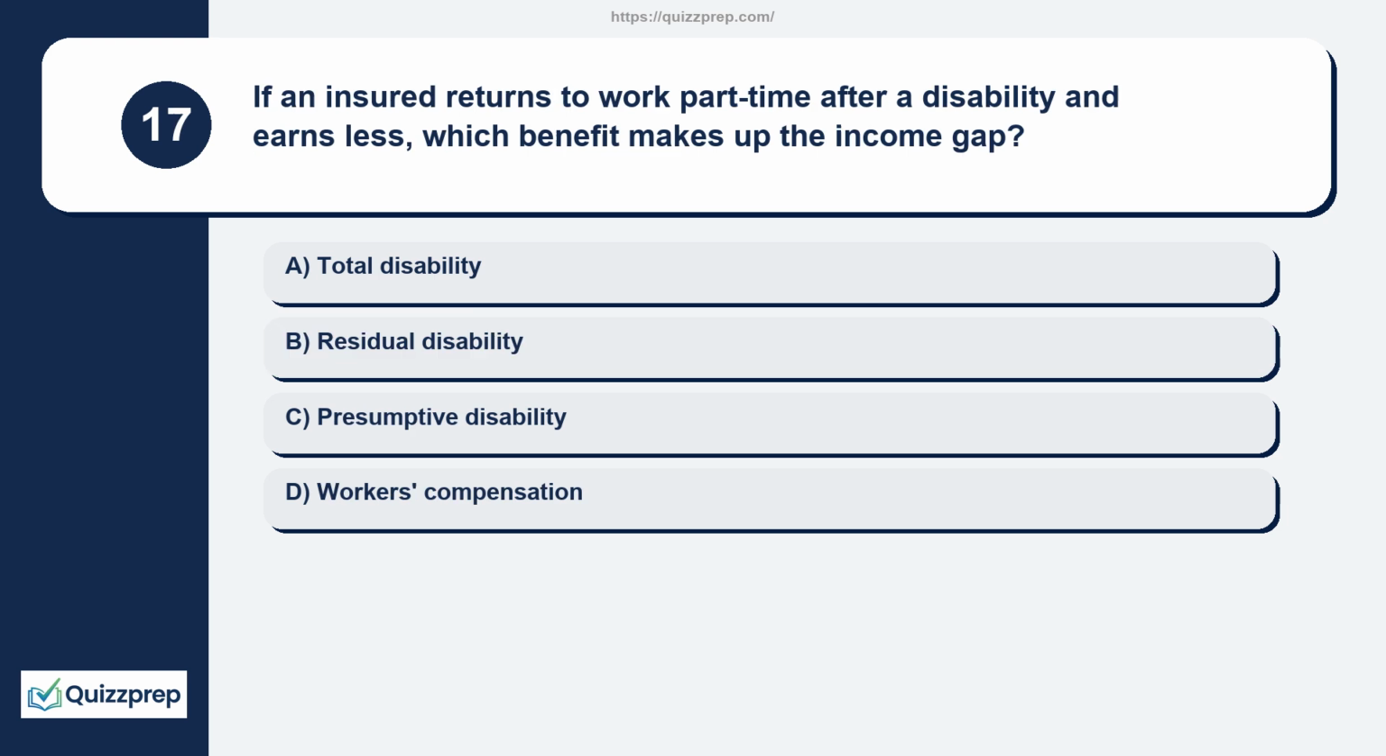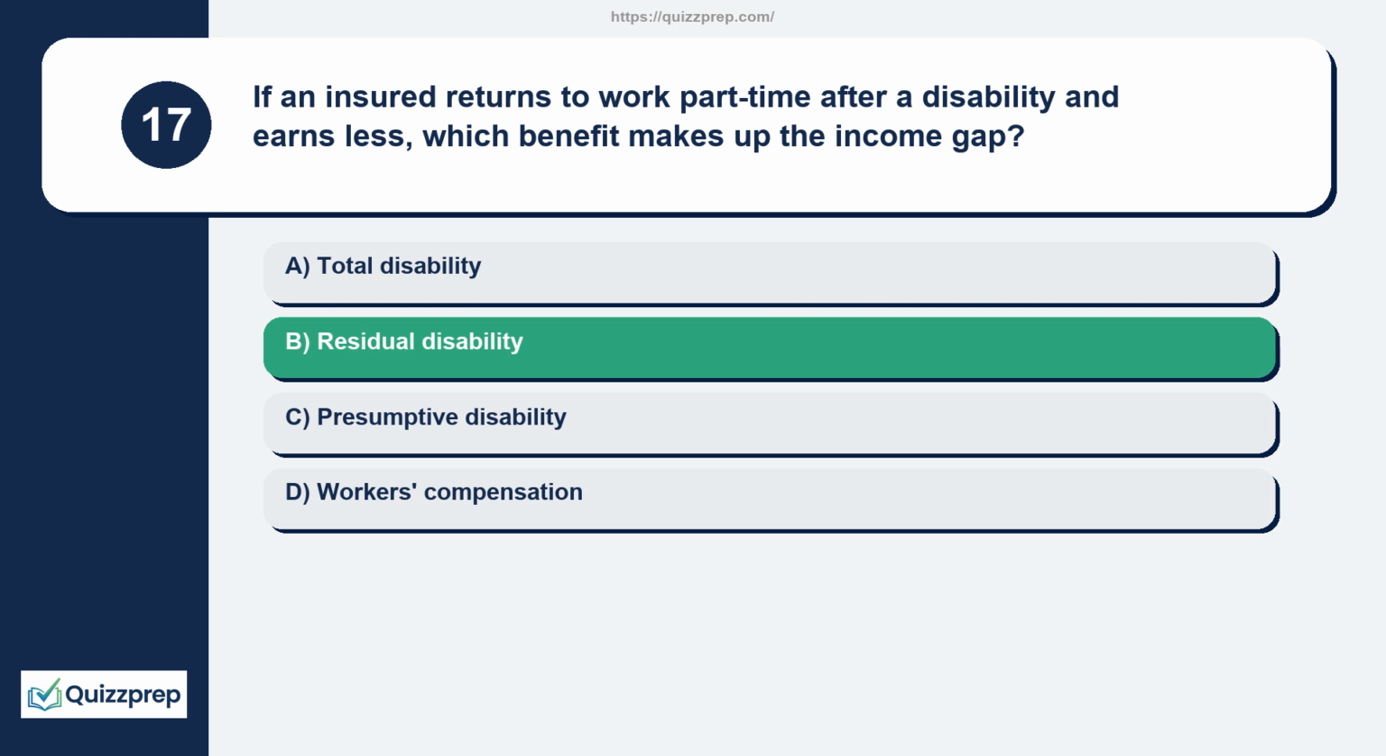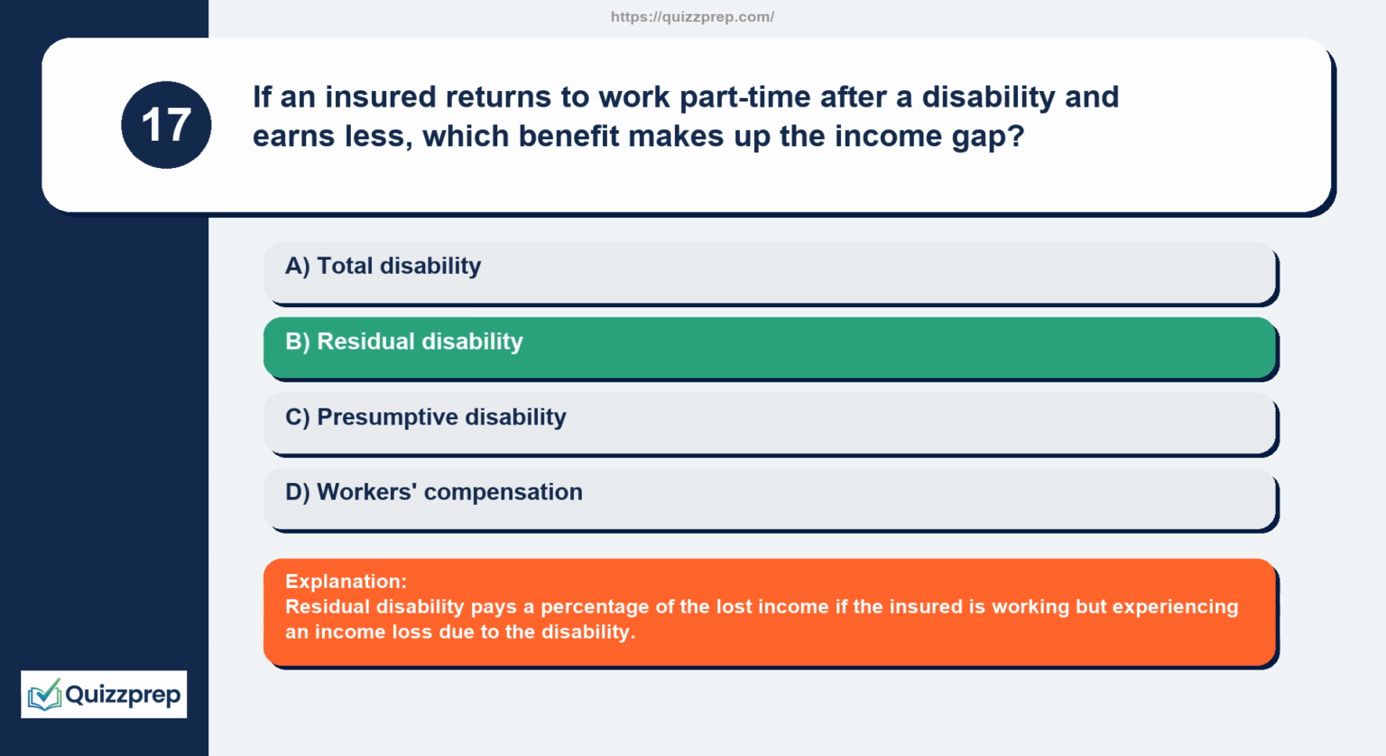Question 17. If an insured returns to work part-time after a disability and earns less, which benefit makes up the income gap? Total disability, residual disability, presumptive disability, workers' compensation. Residual disability pays a percentage of the lost income if the insured is working but experiencing an income loss due to the disability.